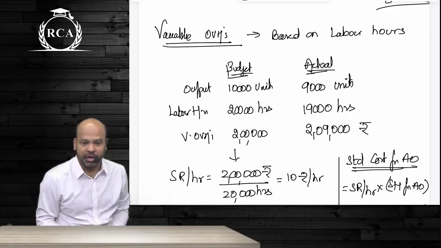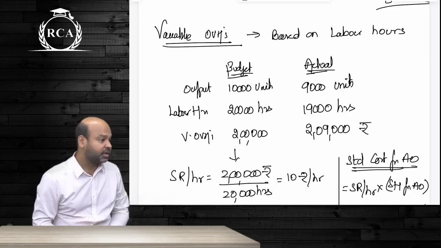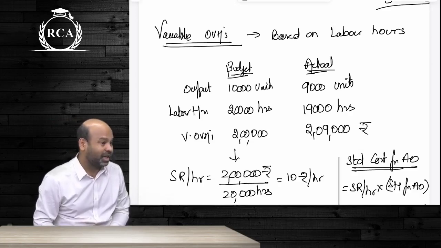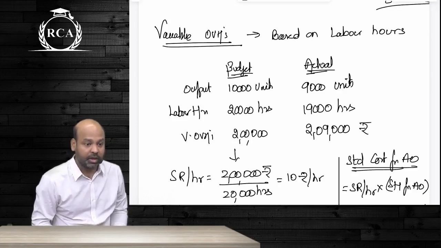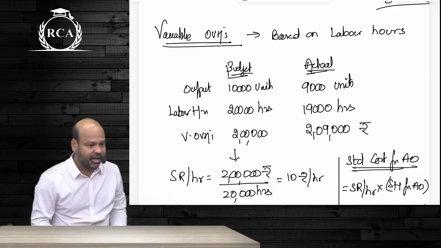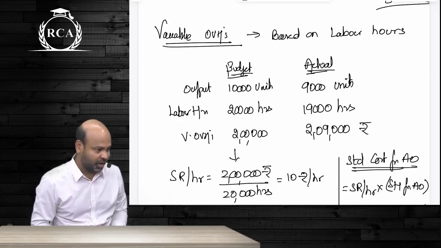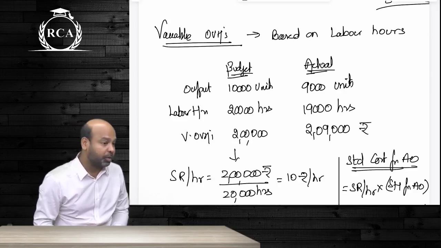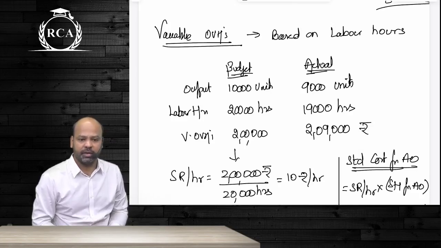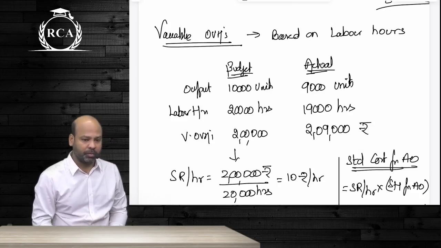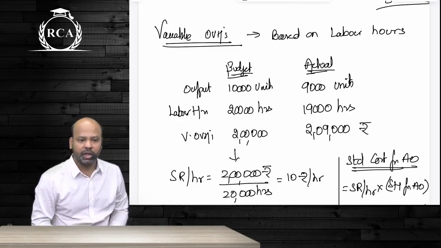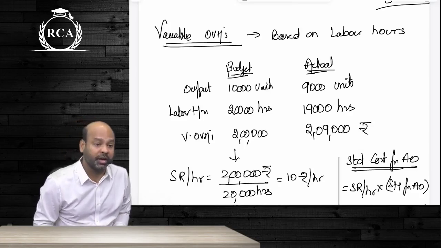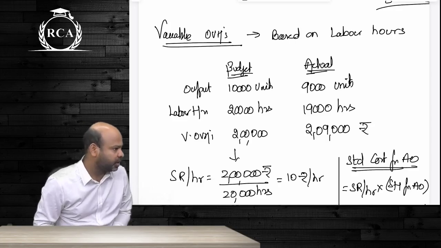So variable overhead efficiency variance will be standard hours for actual output minus actual hours, multiplied by standard rate per hour. This standard rate per hour is not the wage rate. It is the variable overhead rate per hour. How will you compute that standard rate per hour? It will be equal to budgeted overheads divided by budgeted number of hours. That is how you're going to arrive at standard rate per hour. Are we very clear about this?